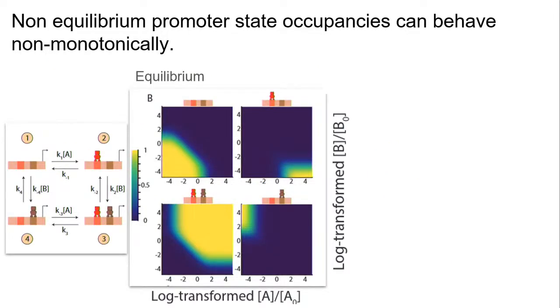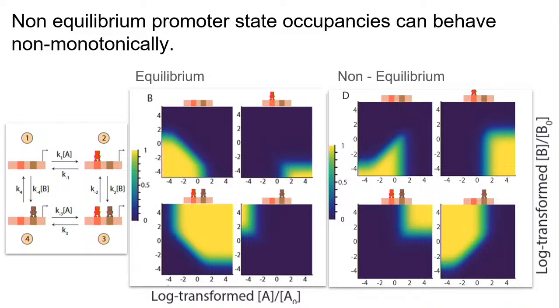So this is an example of an occupancy profile at equilibrium. Out here you have these promoter states: the empty state, only A bound, both bound, and so on. On the x-axis you have the concentration of A, on the y-axis you have the concentration of B, and the intensity tells you the probability of the promoter being in that state. So for example, when both A and B are very low in concentration, you have a very high probability of being in the empty state. These profiles for equilibrium are always monotonic with respect to A as well as B.